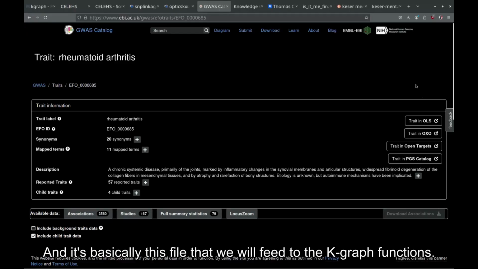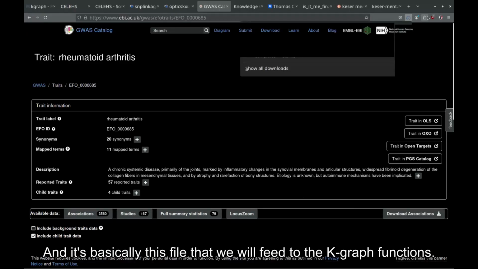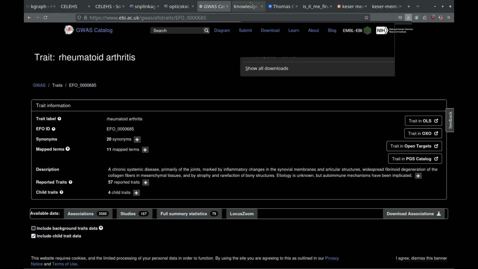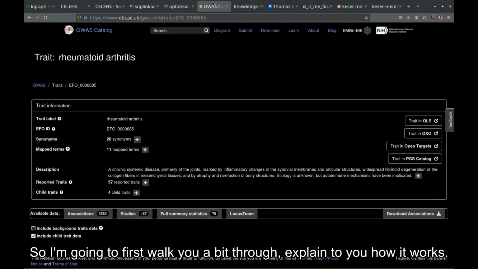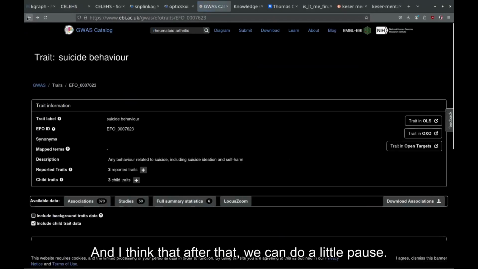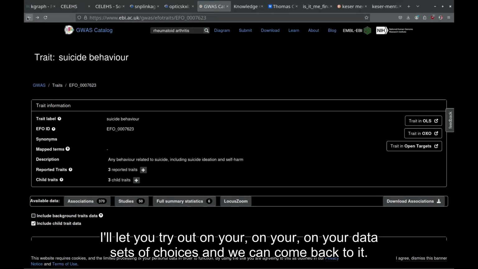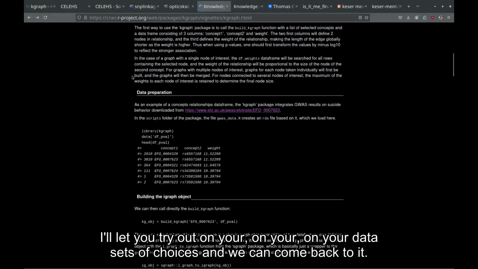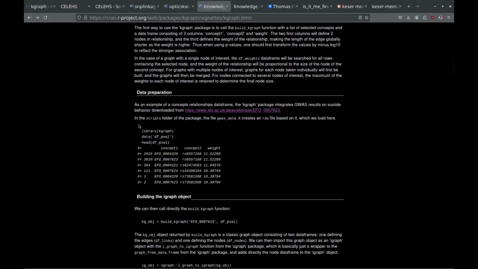Download the associations. And it's basically this file that we will feed to the kgraph functions. So I'm going to first walk you a bit through, explain to you how it works, and I think that after that we can do a little pause. I'll let you try out on your data sets of choice, and we can come back to it.